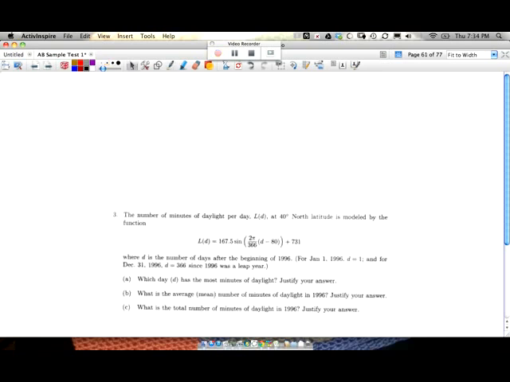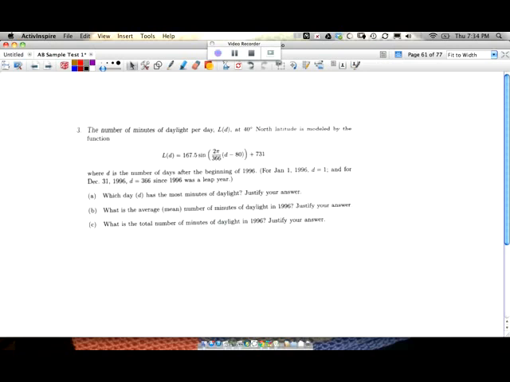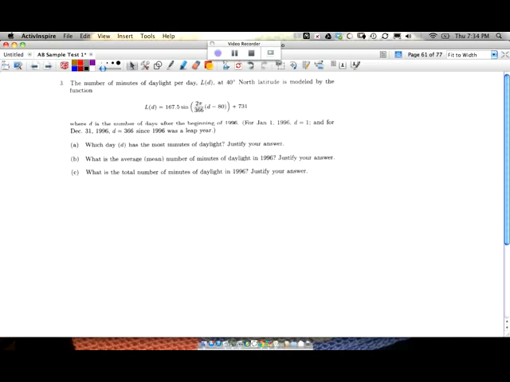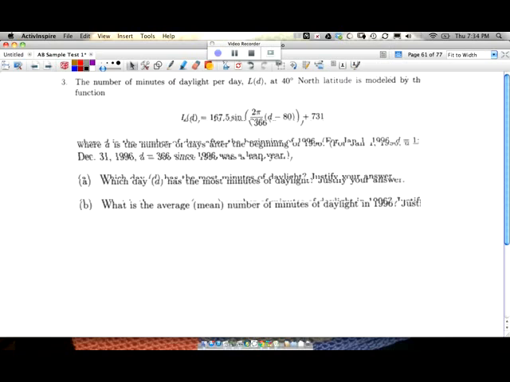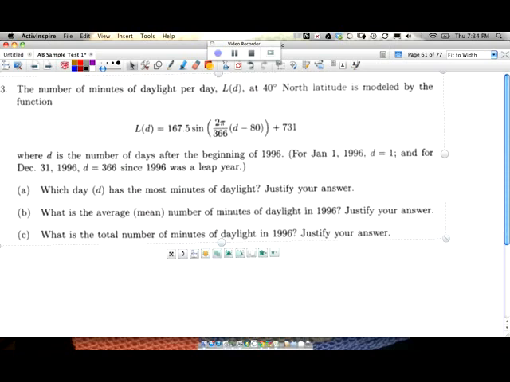We're on number 3. We're almost done with this video. So here's our question. The number of minutes of daylight per day at 40 degrees north latitude is modeled by the function, blah. Here's our function. Whoa, that's a messy function. D is the number of days beginning after 1996. January 1st, 1996, D equals 1. And for December 31st, 1996, D equals 366. Ooh, because 1996 was a leap year. That's interesting.